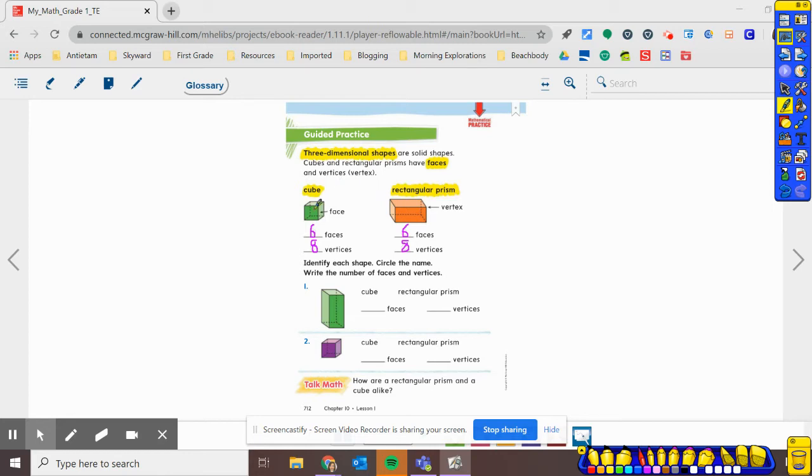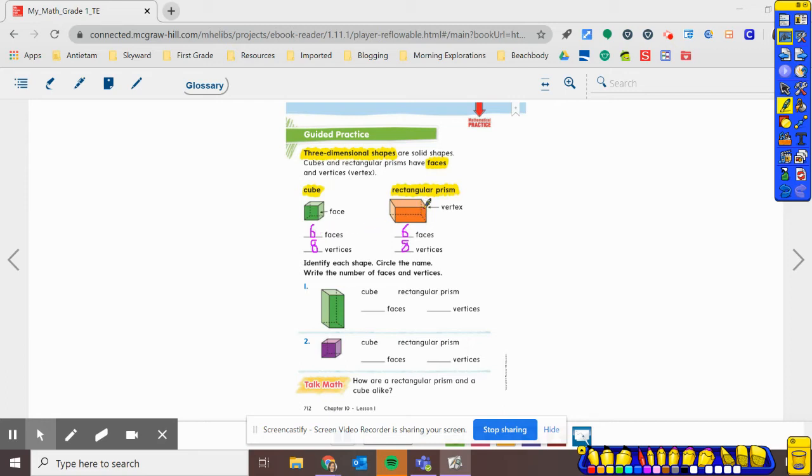Well, if I look at the cube, I can see that this green face is a, say it out loud, it's a square. All of the faces on a cube are a square. Every single one of them, all 6 of them are squares.